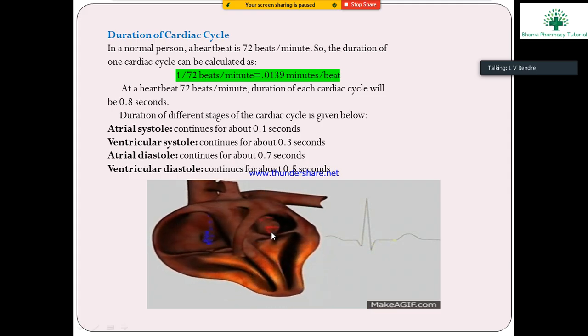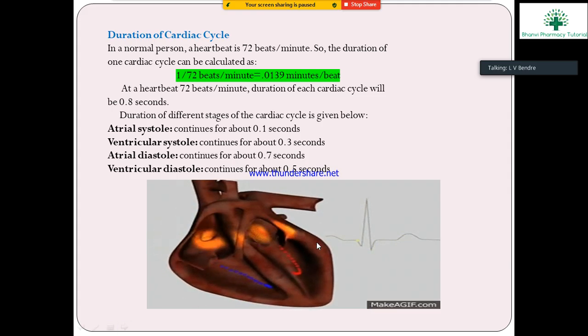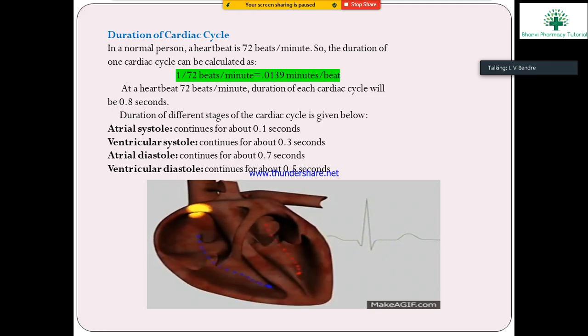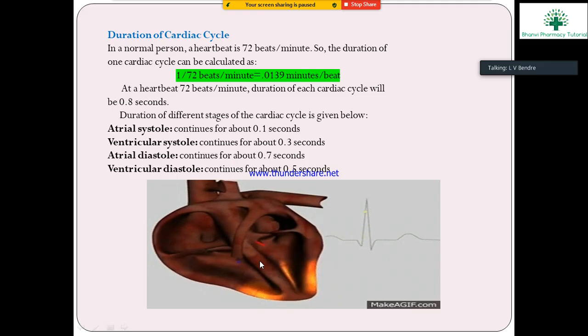You see the animated diagram of what occurs in the cardiac cycle process. You see the diagram.